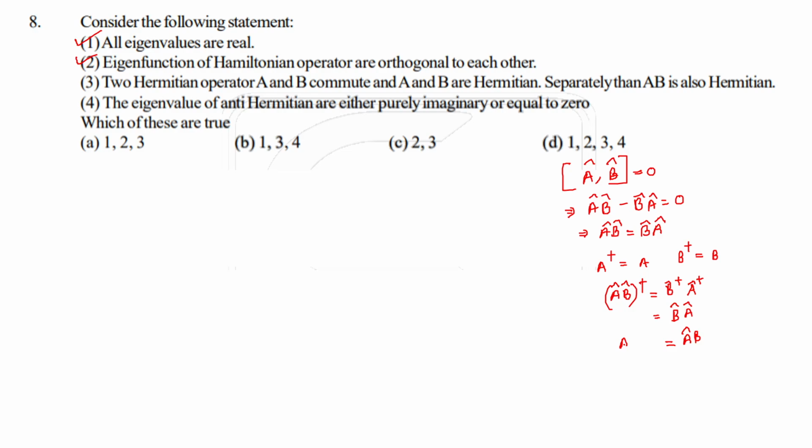So we get that AB dagger is AB. So AB is also Hermitian. So this 3 is also correct. Now, statement number 4: the eigenvalues of anti-Hermitians are either purely imaginary or equal to 0.